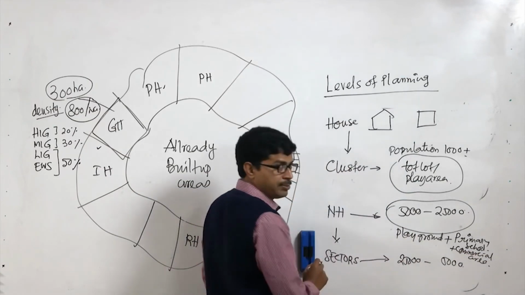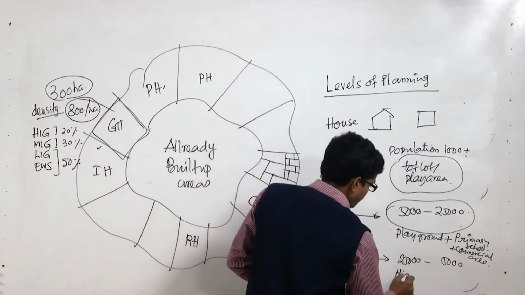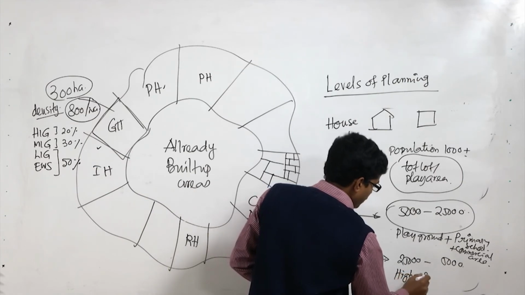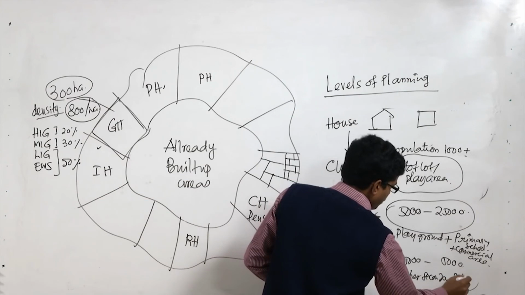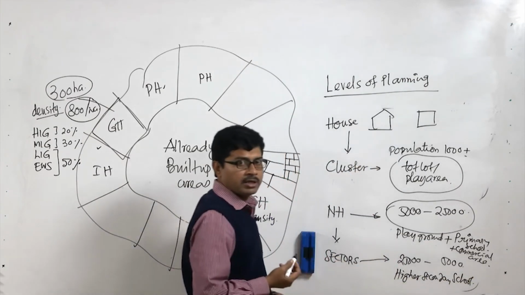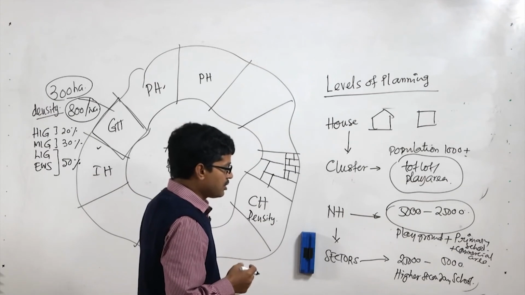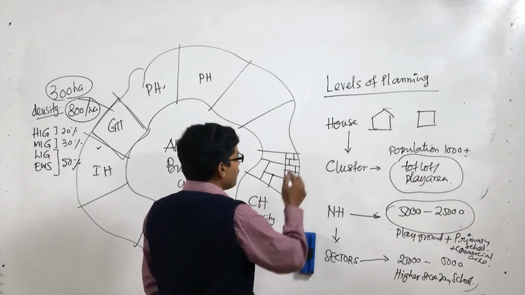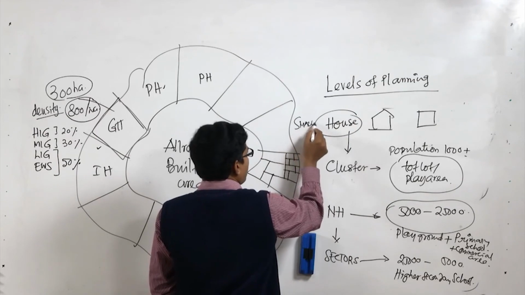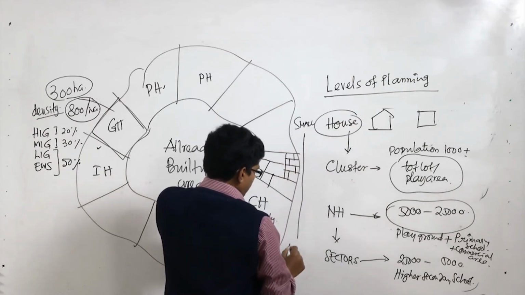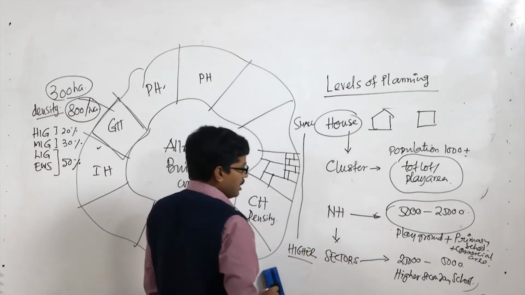Whereas one sector will be determined by its higher secondary school, a higher level of green park, and a few more facilities like health facilities and commercial facilities. So, from small to higher level of facility, we design for the land subdivision.